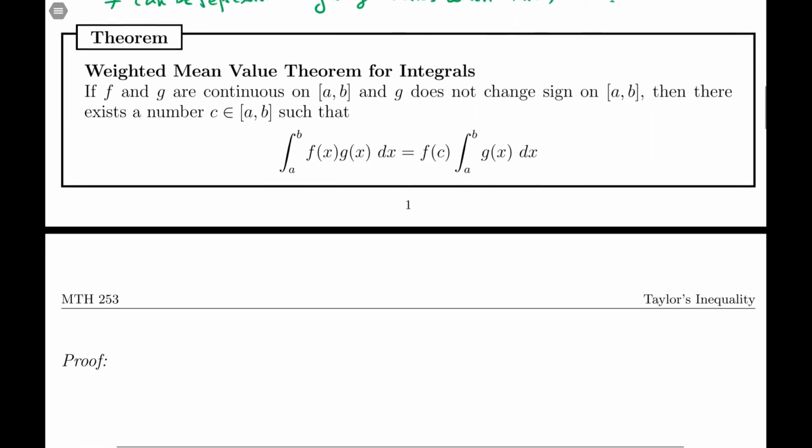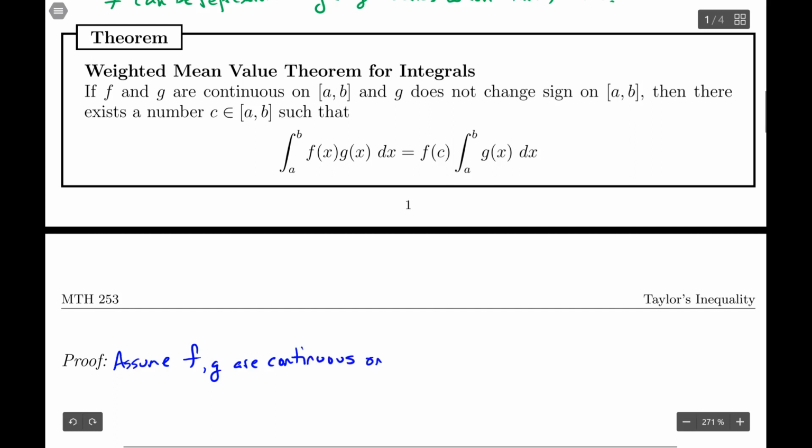So anything after "if" and before "then," we can assume. So we get to assume that f and g are continuous on the closed interval from a to b, and also that g does not change sign on that same closed interval from a to b.